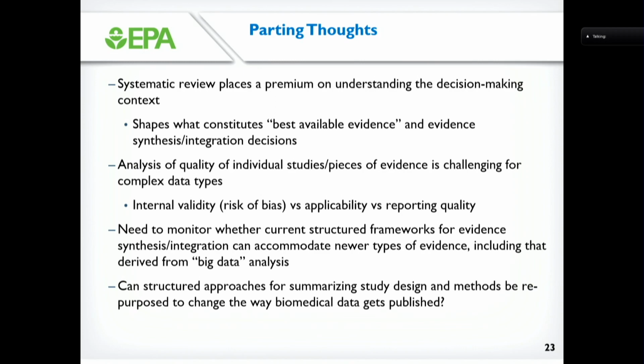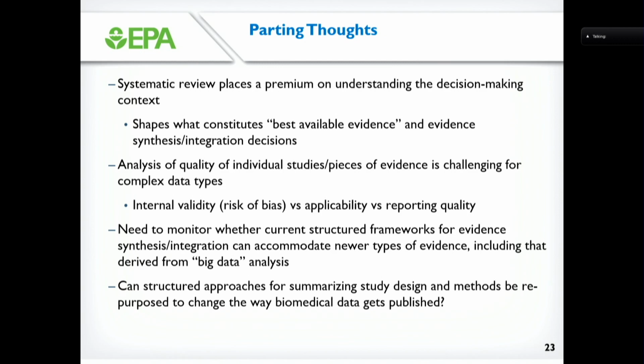Systematic review places a premium on understanding the decision-making context. And that helps determine what is the best available evidence. The analysis of the quality of individual studies, I think, is going to be challenging for the complex data types of the kind that we've spoken about here. Again, the philosophy would be to try to separate out internal validity from reporting quality, from applicability to a question.